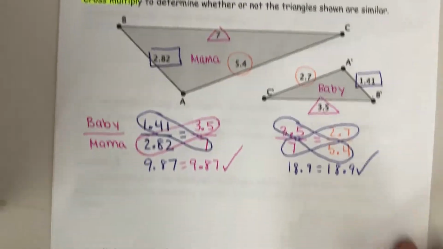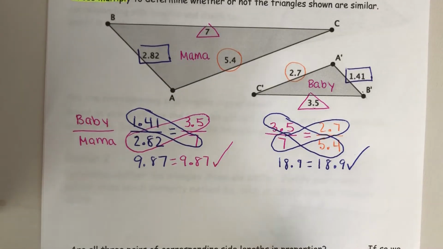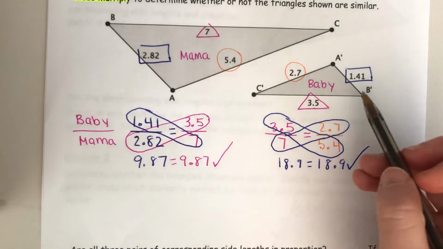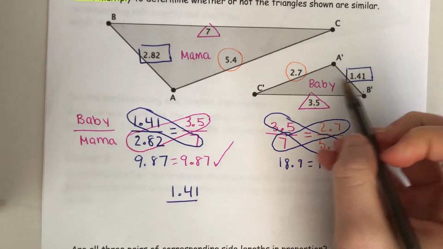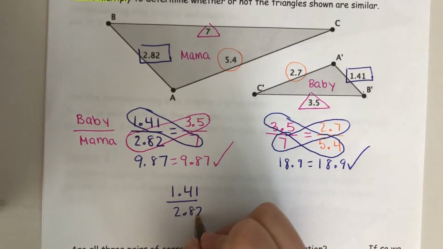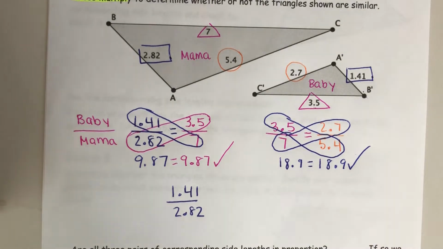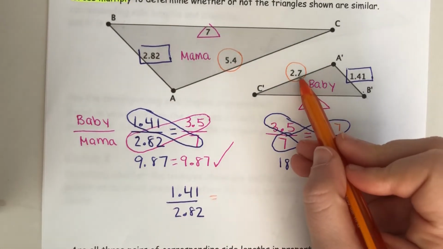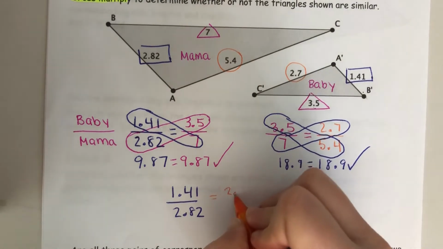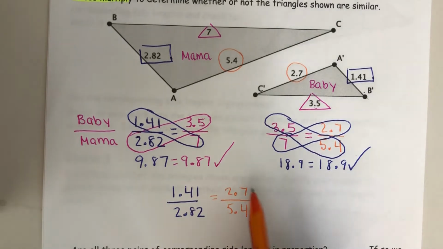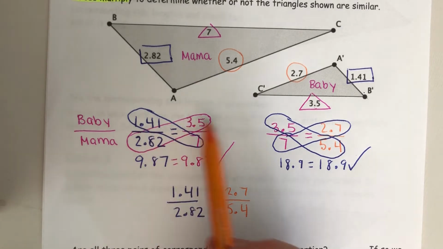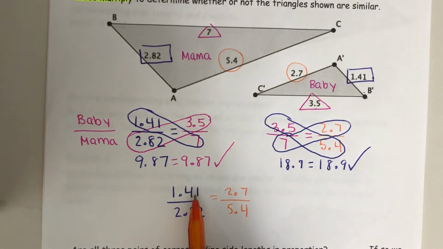So now we want to set up our last proportion since it says 3 proportions. So my last one, I'm going to have my 1.41. That corresponds with my 2.82. And then lastly, my 2.7 baby side to its mama side, 5.4. So now I did this last proportion because these are the only two colors that I haven't used yet. I did blue to pink here, pink to orange here. So now I want to do blue to orange.